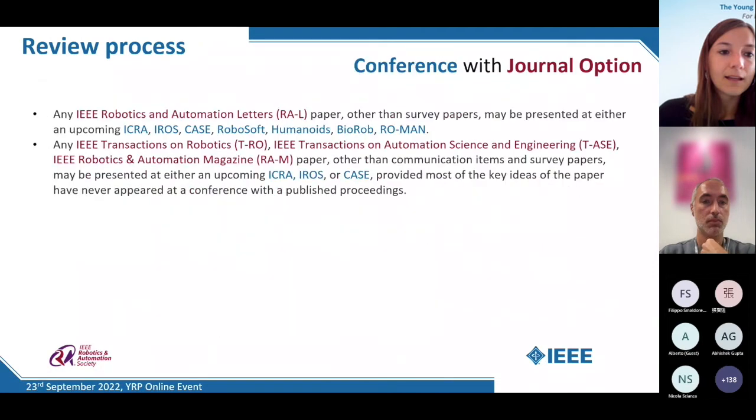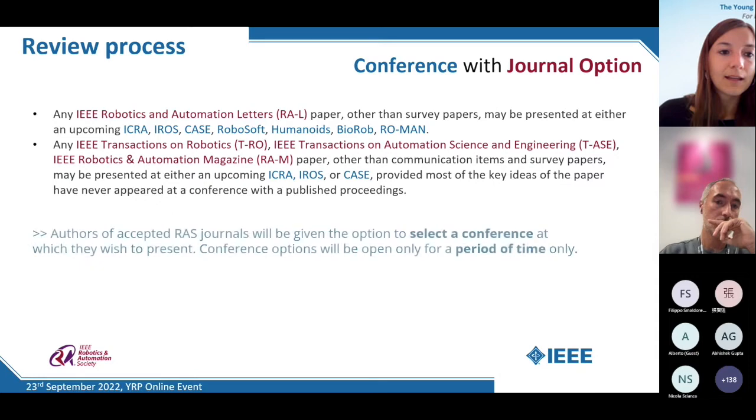Okay, so recently another option has been introduced: a conference with journal option. Basically, in IEEE's case, for example at IROS, you can also submit a Robotics and Automation Letters paper. And in IEEE's case, you can even submit a Transactions on Robotics, Transactions on Automation Science and Engineering, and Robotics and Automation Magazine paper. How does it work?